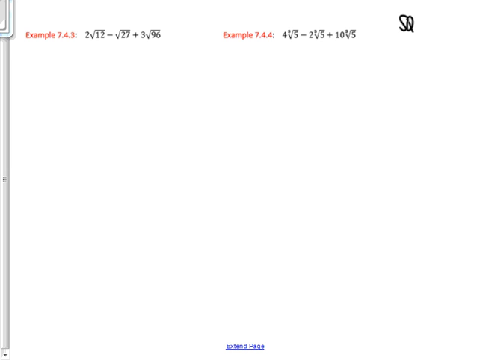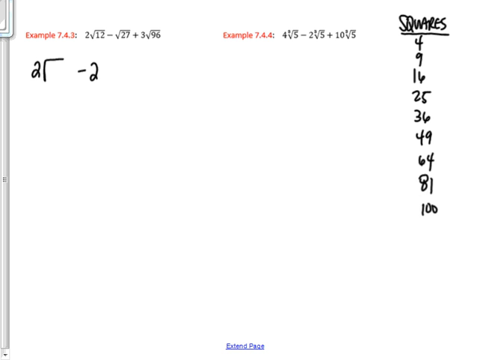Again, the perfect squares are going to be 4, 9, 16, 25, 36, 49, 64, 81, and 100. Sorry, I meant to have those up there. So if we look at number 3, you've got a square root of 12, square root of 27, and square root of 96. None of them match. So what you're going to do is make the insides blank, and let's see if we can get them to be like terms.